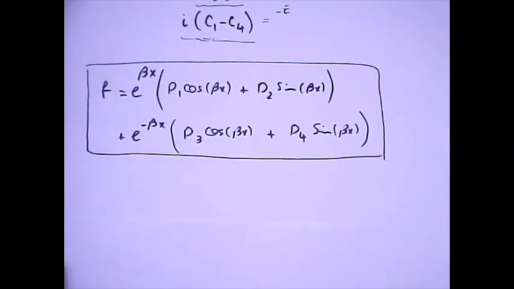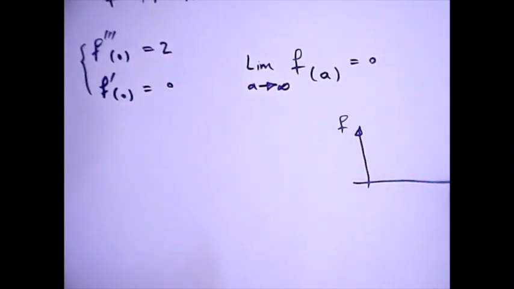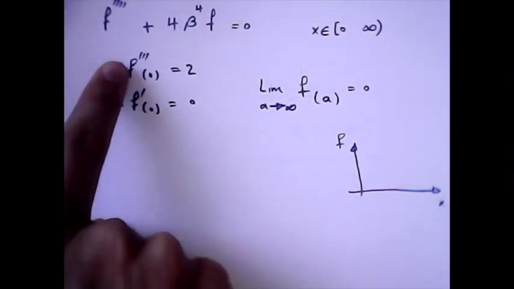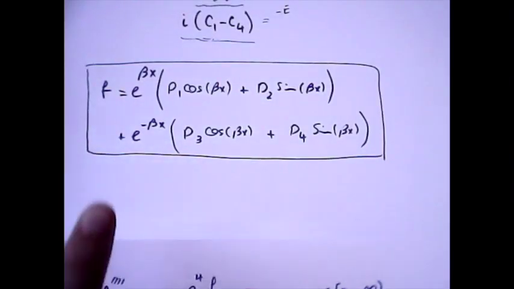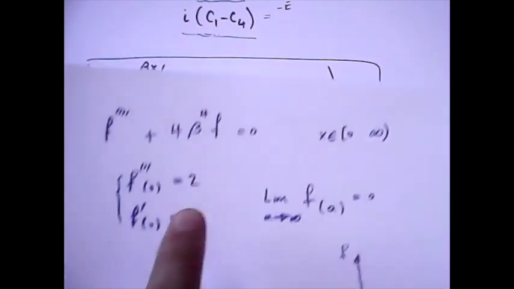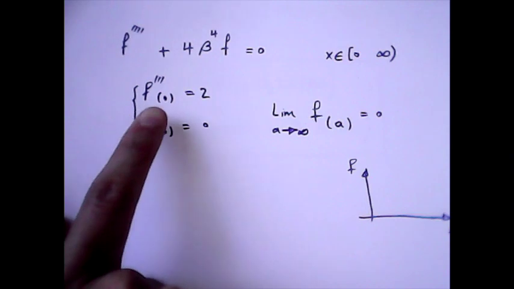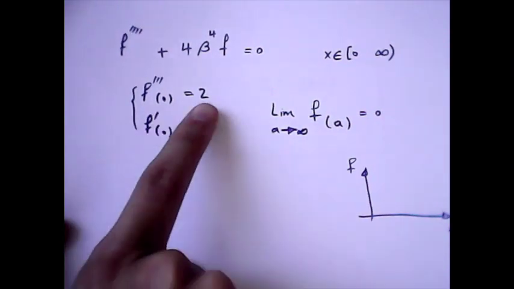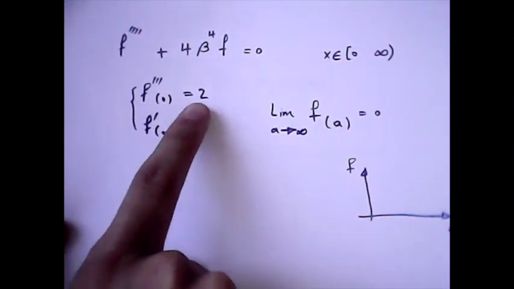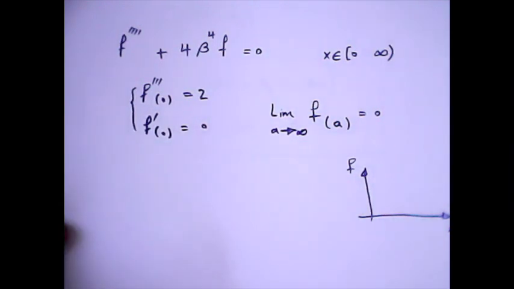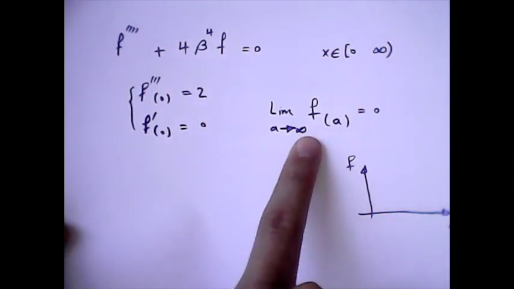The boundary condition. Let's take a look at it. These two boundary conditions I'm going to leave to you. Just insert f as we found here. For instance, take the third derivative of f and put x equal to 0 and equate the whole thing to 2 and figure out the constants. But there's one of them which is pretty interesting.